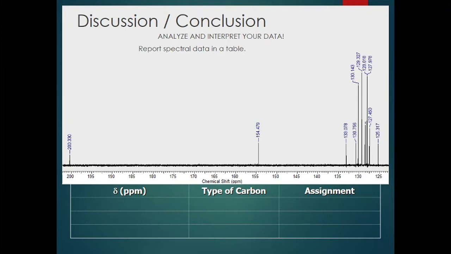Note out around 200, we do have a peak there. This is the region where we typically see carbonyl, and so we would enter that into our table. This tells us a small amount about our product.